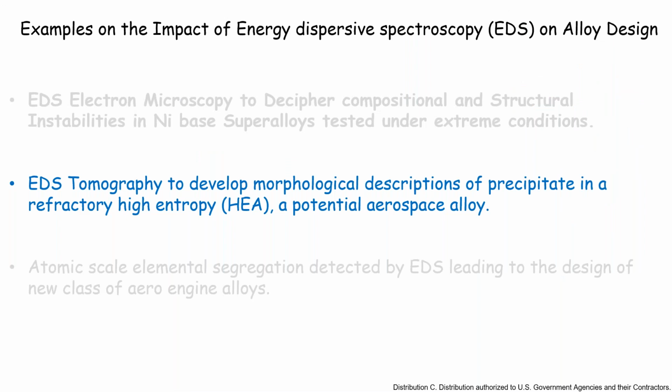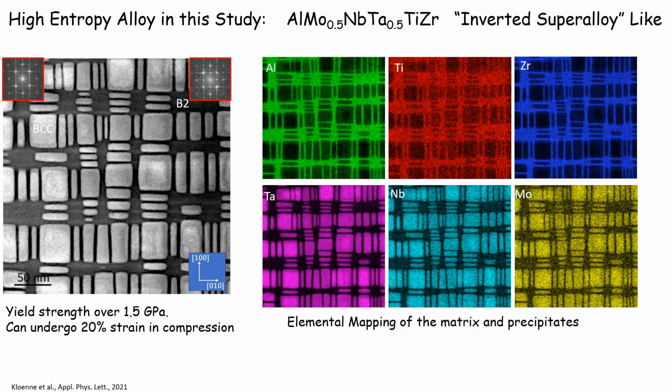The second topic is a tomography of some of the morphological descriptions of a precipitate in a high entropy alloy. Next. The microstructure you see on the left is very similar to what you would see in nickel-based superalloy single crystal blade alloys, but this is a different composition. We call it an inverted superalloy because the dark regions in the micrograph on the left are the ordered region. The precipitates, the lighter regions, which look square or plate-like, are BCC, which is disordered. Normally in superalloys, the case is reversed.